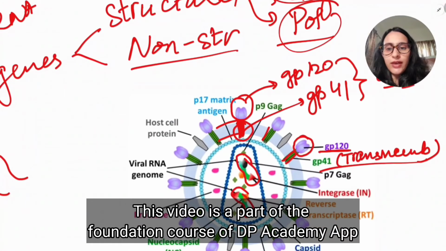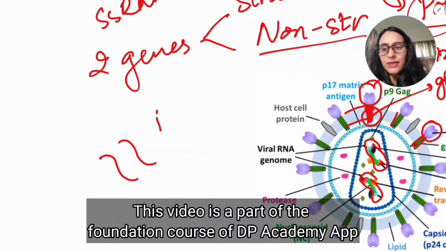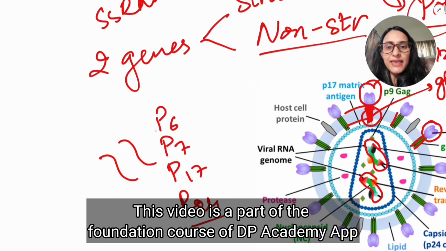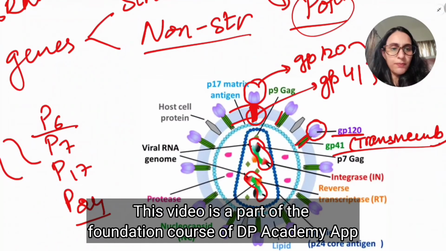Then we have the structural gene GAG. GAG is very easy: P6, P7, P17 and P24. P6 is the budding protein. P7 GAG is the nucleocapsid. If you can see, P7 is the nucleocapsid. Here we have the nucleocapsid P7 GAG.